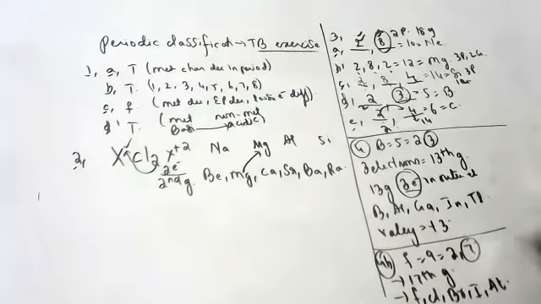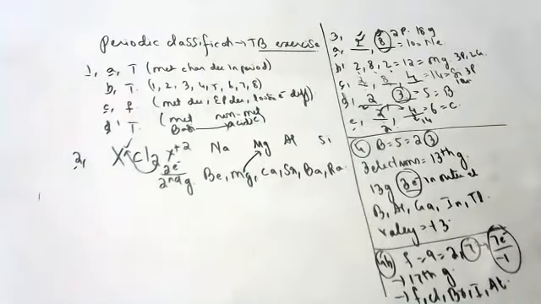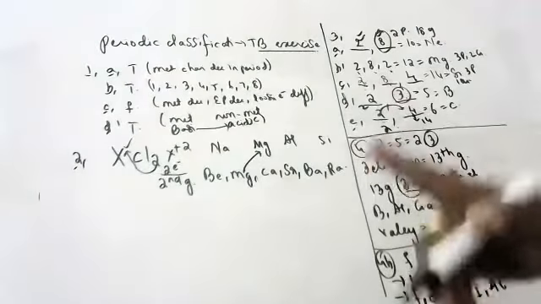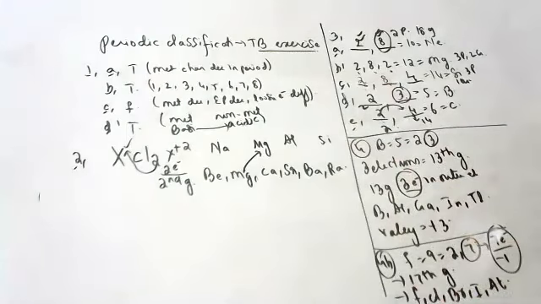What is the common property for all these group elements? They have 7 electrons in the outermost shell, and minus 1 is the valency. They are non-metals. What are they called? 17th group elements are called halogens.